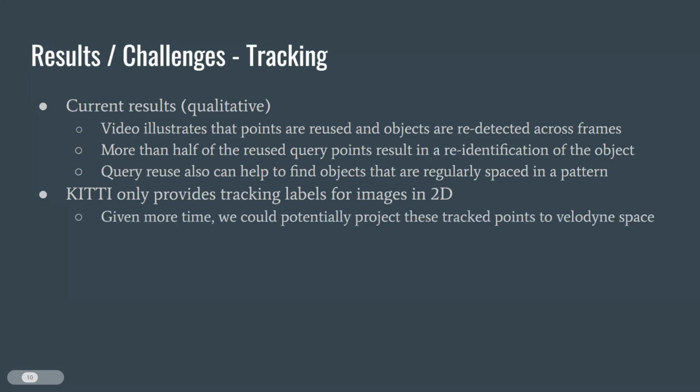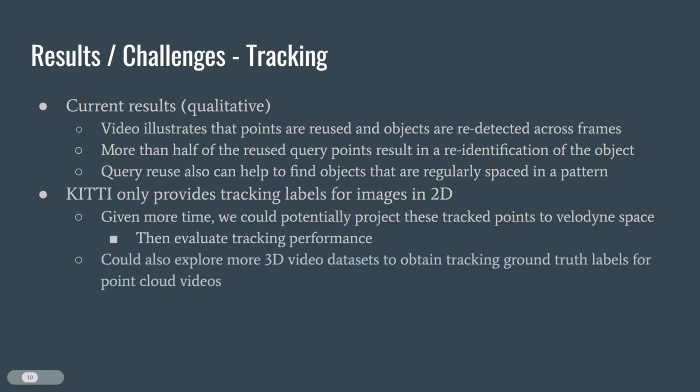Given more time, potentially what we could do is, since they're in the camera's view and we crop to camera view space in 3D, we could project these track points to the Velodyne coordinate space and generate those centers so that we could track the track IDs. But we didn't have enough time. We came up with this concept right before project update 2. So that would allow us to evaluate our tracking performance. And we could also explore more 3D video datasets that do have tracking ground truth labels for point cloud videos. So I'm going to pass it over to Crystal to discuss some of our other results and experiments.